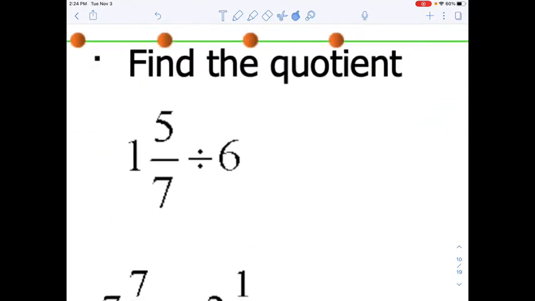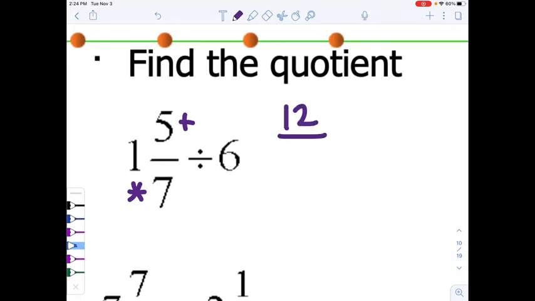So the first example that I want you to write down is 1 5/7 divided by 6. So again, the first thing we need to do is use that strategy of MAD to change this mixed number into an improper fraction. So I am going to multiply, add, keep the denominator. 1 times 7 is 7. 7 plus 5 is 12. Keep my denominator of 7.